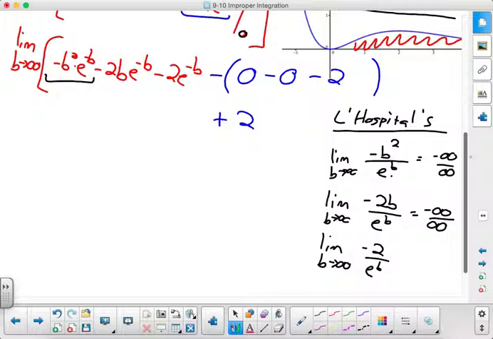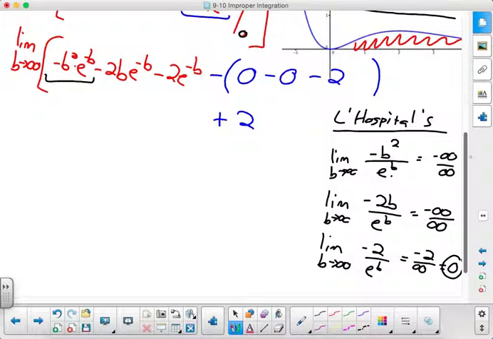Am I going to get something that's indeterminate? No. I get negative 2 over infinity, which is not indeterminate, that's an answer. What's a number divided by something huge? 0, something really, really small. This actually is 0.